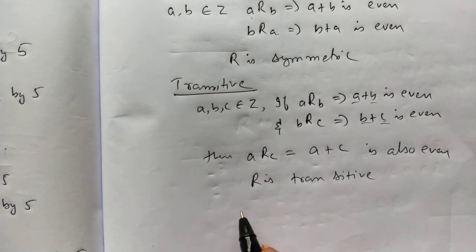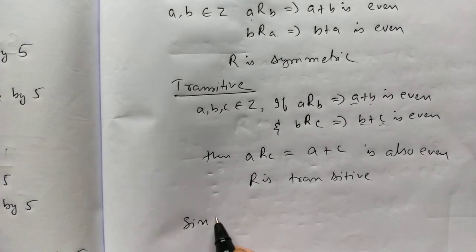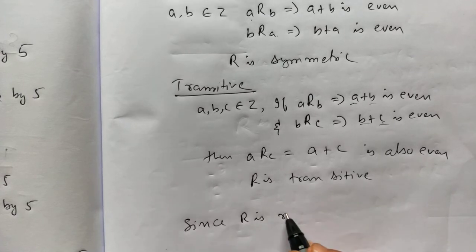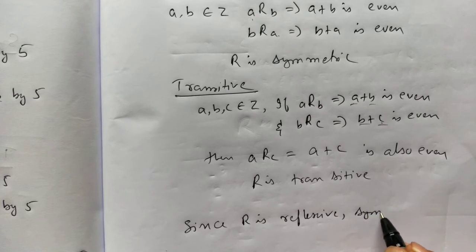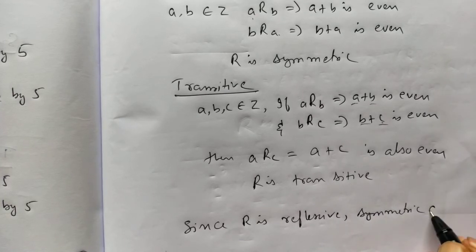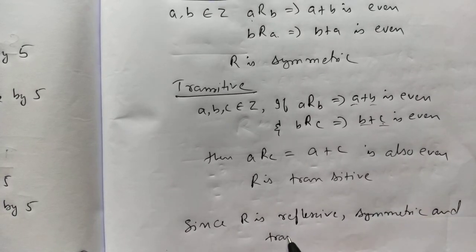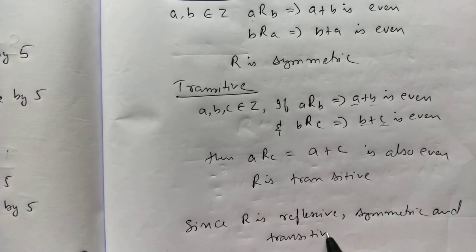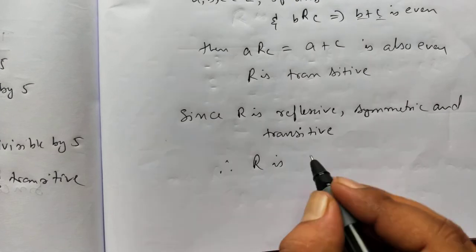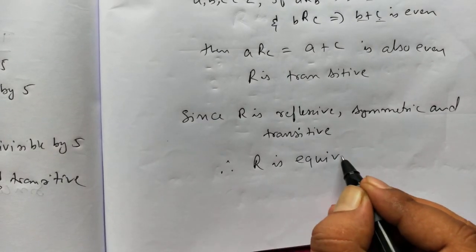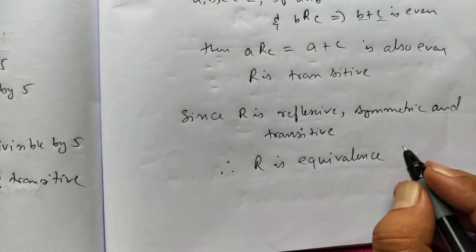Since R is reflexive, symmetric and transitive, therefore R is an equivalence relation.